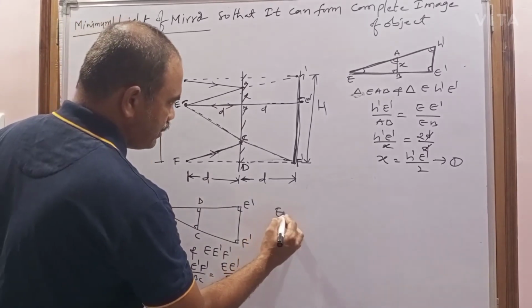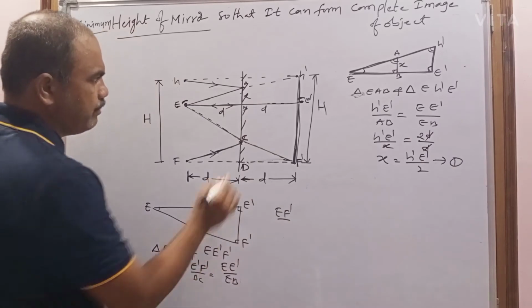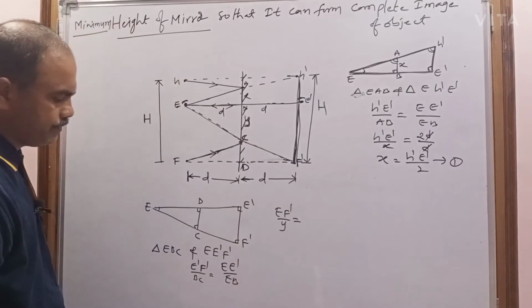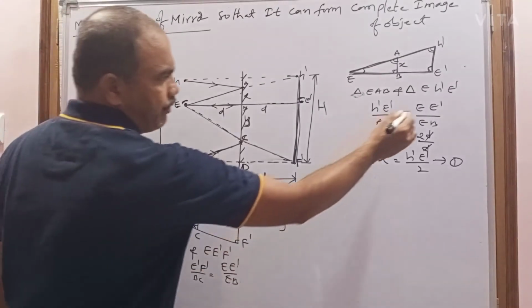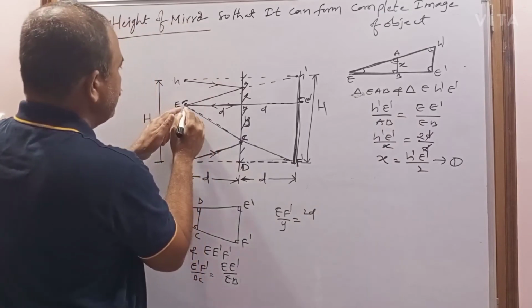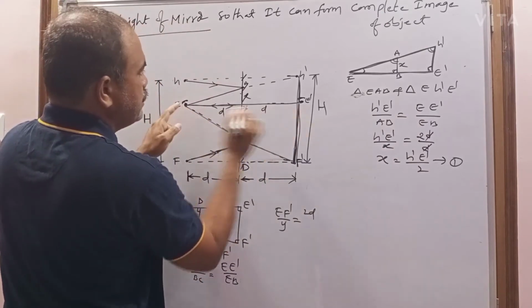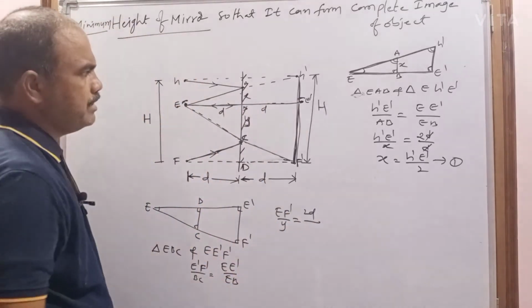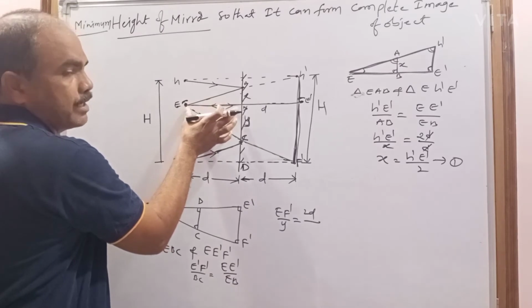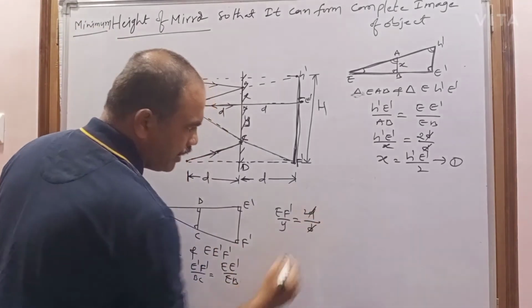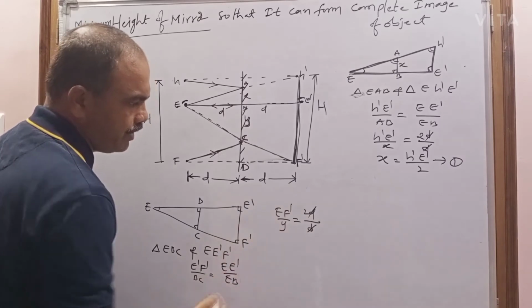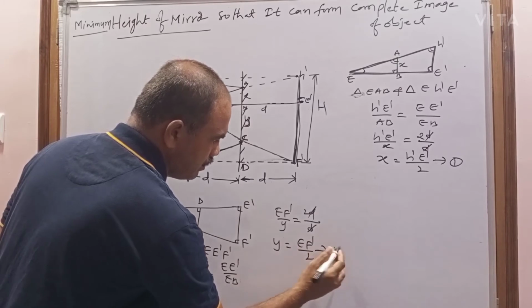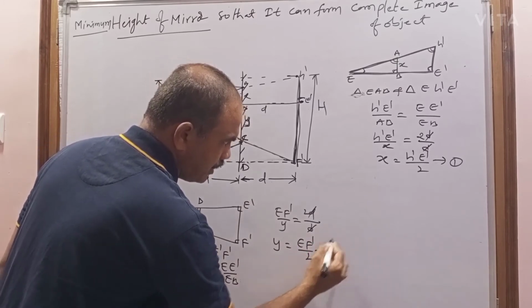So E F dash by BC. BC will be considered Y. This part will be considered Y. Y equal to, and what is E dash, already wrote here. What is the 2D? From this place to this place, and from this to this, what is the distance? D plus D, 2D. By EB, how much distance? EB is nothing but the object distance, so D. This D will be cancelled. When we simplify, what do you get? Y equal to EF dash by 2.